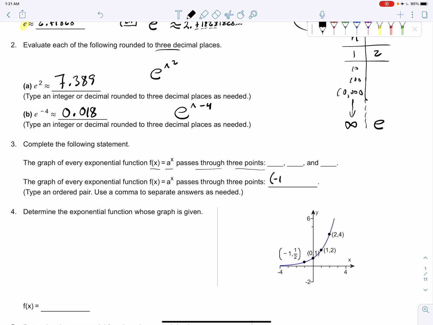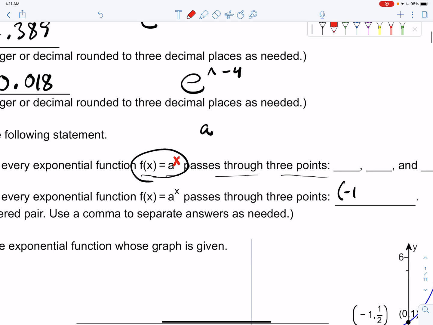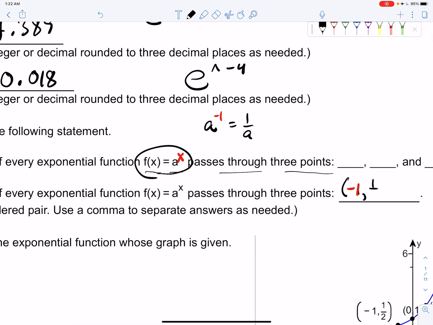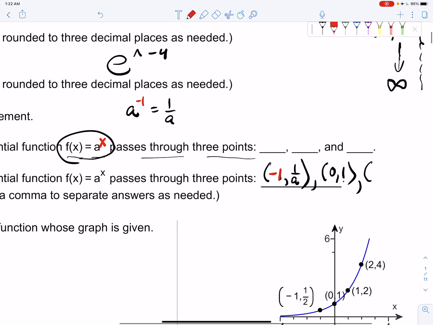If you put in a negative 1, let's focus on this one right here. Our x value is what we're putting in, and you put in a negative 1. Remember, a to the negative first is just 1 over a. So that's why they're saying negative 1 comma 1 over your base a will always be there. Also, as long as there's no shifting involved, 0 comma 1 is the y-intercept. And in fact, you can see that happen too. Let's just make sure you're seeing that.